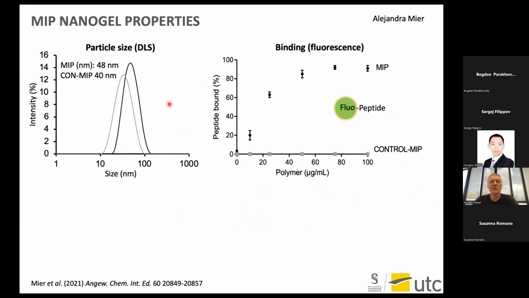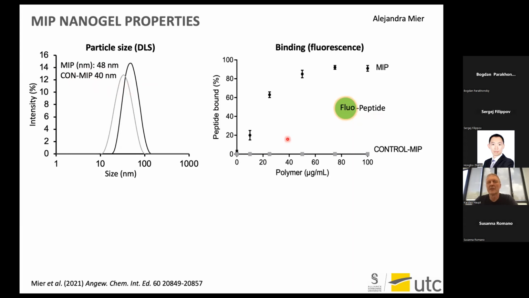So we always do some characterization in the beginning. We check the particle size, which is about 50 nanometers. We do also control polymers. We call it control MIP because we cannot make really a non-imprinted polymer. We cannot make on the solid phase synthesis a non-imprinted control polymer, but we can make an imprint against another molecule, a smaller molecule or another peptide, which we then use as a control.